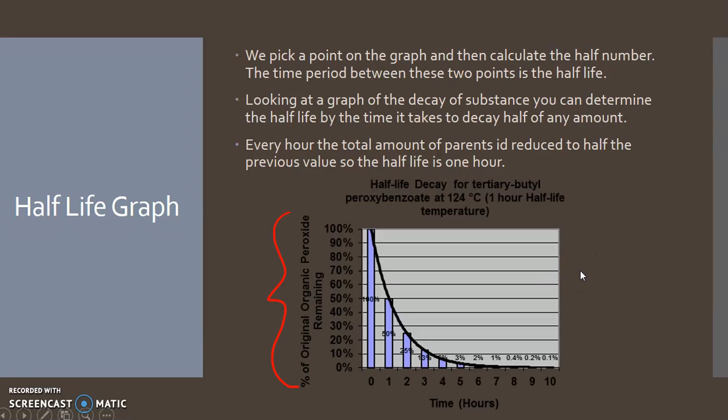So in other words, we'll talk about it on the graph. Right here we have 50%. So half of 50 would be 25, so the point where it reaches 25. The time difference between this point and this point in this scenario is 1 hour.